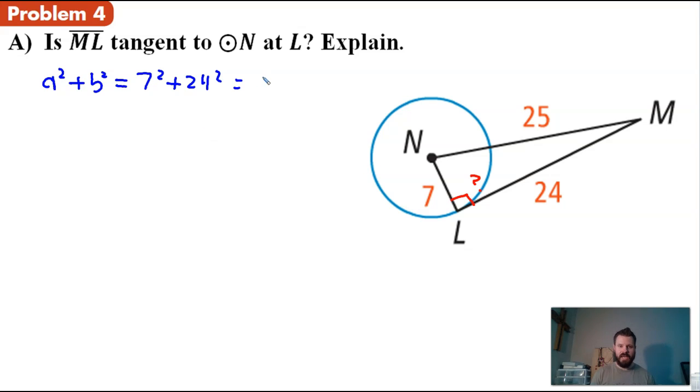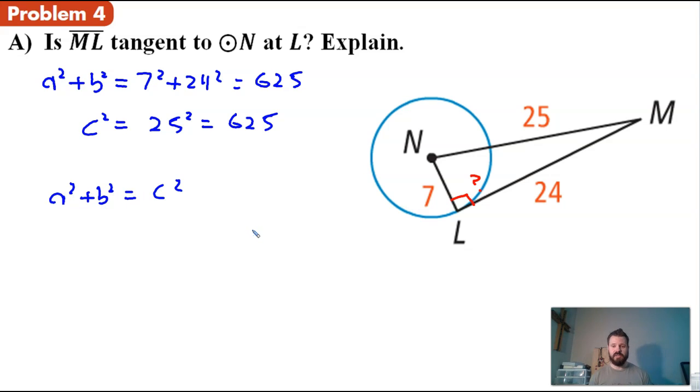When I plug that in, I get a 625. And what we'll do is compare that to c squared, which would be my 25 squared. And I know that's 625 as well. So we just showed that a squared plus b squared equals c squared in this case.